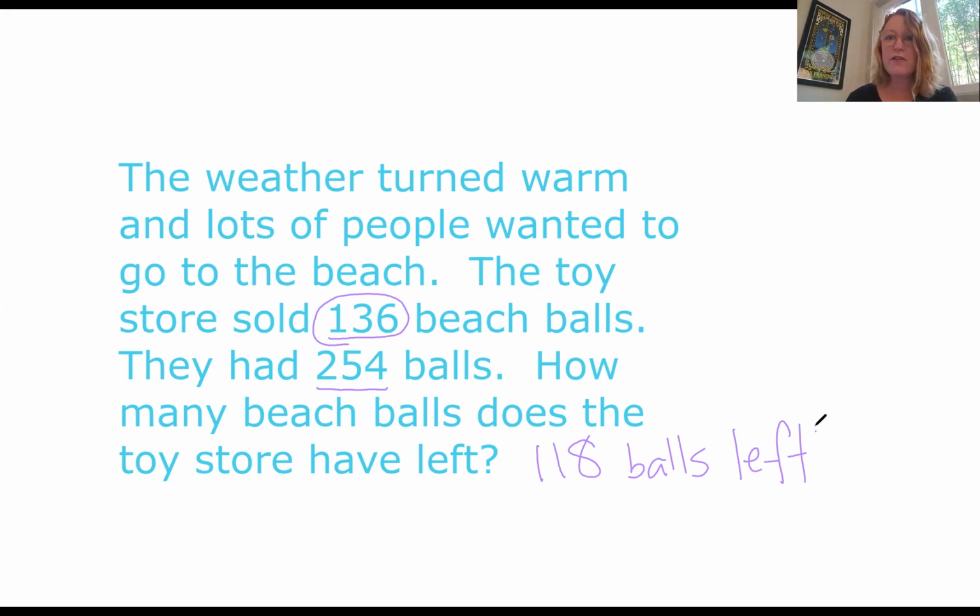All right, thanks for doing that with me. That was really fun. I am going to give you a problem now that you're going to solve on your own, and you're going to do this in your math journal, and you're going to take a picture of it and give it to me as your homework this week. So here it is.